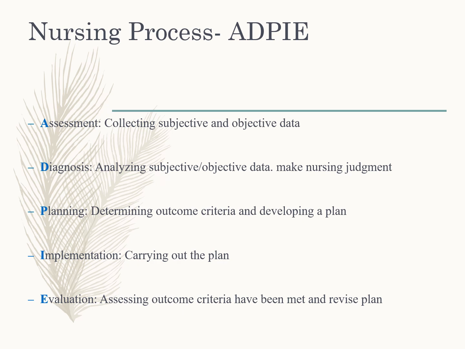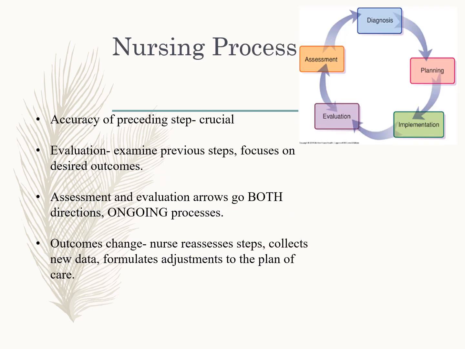I is implementation, carrying out the plan. E is evaluation, assessing outcome criteria that have not been met, and then revising the plan as needed. The nursing process has arrows to steps that go round and round in a circle, and the accuracy of the next step depends on the preceding step.